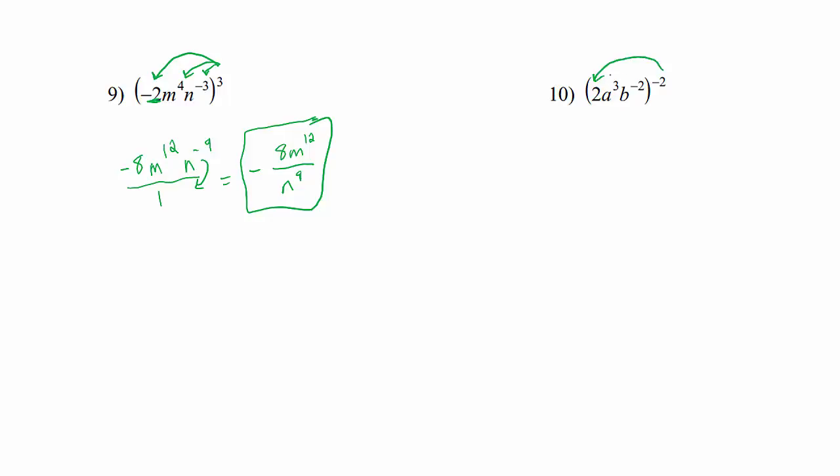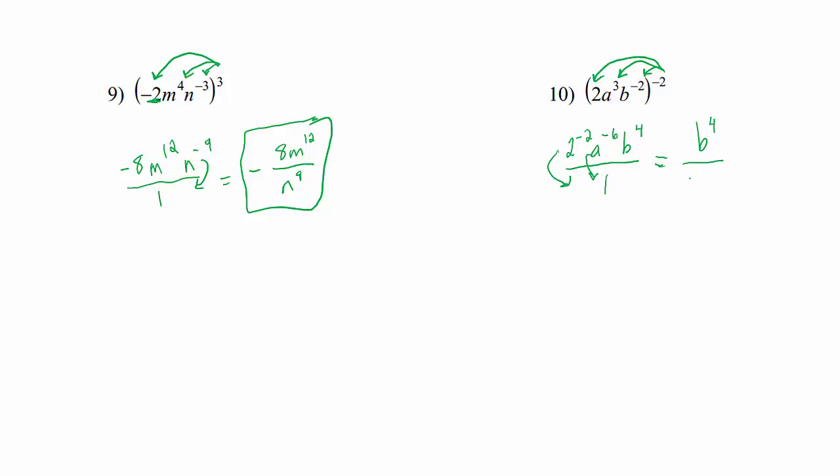Number 10, I want to give everything this negative 2 power. So that's 2 to the negative 2, a to the negative 6, and b to the 4th. So we've had plenty of letters with a negative exponent. What happens with a 2 to the negative exponent? We're going to move it down to the bottom, and we're also going to move the a down to the bottom. When we do that, we only have b to the 4th on top.